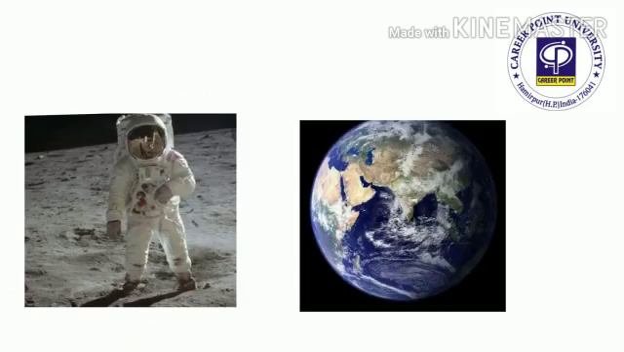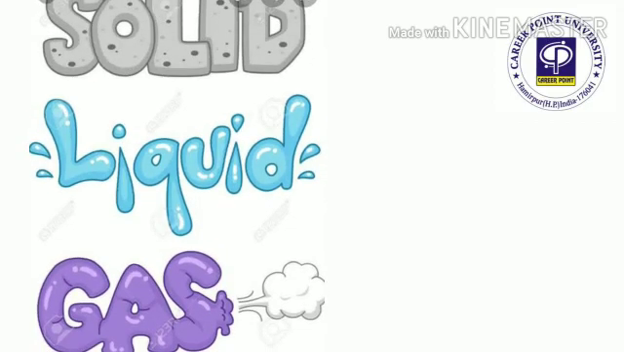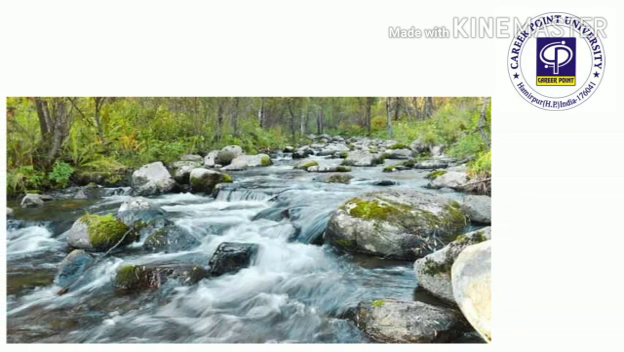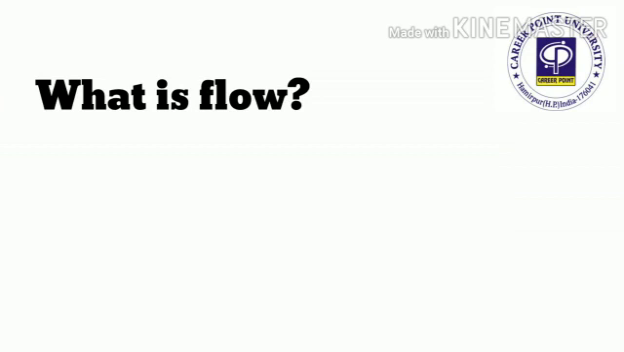Gravity at the surface of the moon is 1/6 of the gravity at the earth's surface. Hence, an astronaut's mass remains the same on the moon as on earth, while his weight on the moon is 1/6 of his weight on the earth. So this is just an idea about physical states of matter. Next, we will discuss the flow. A question arises from the definition of fluid: what is flow?